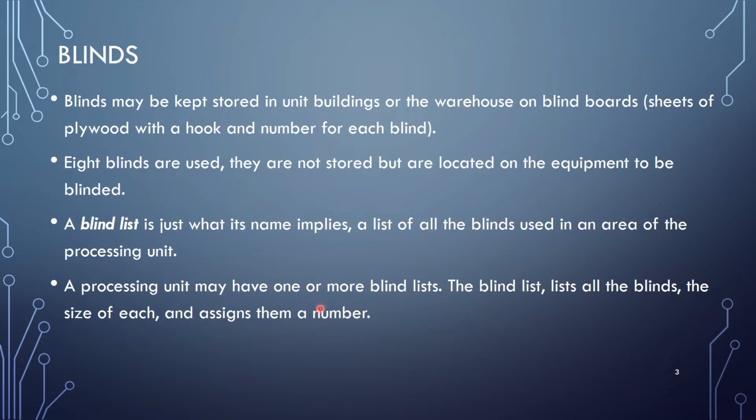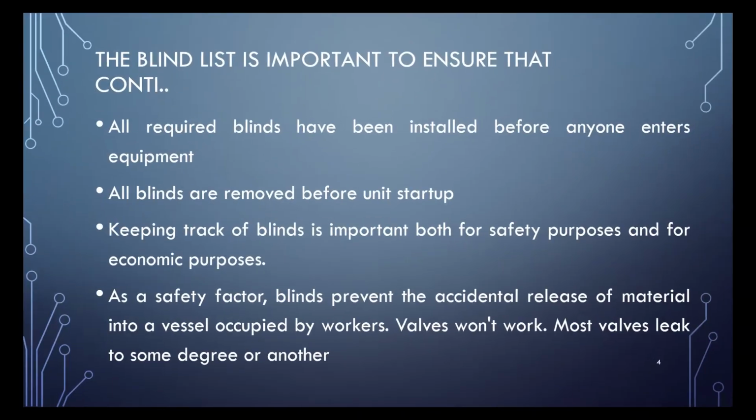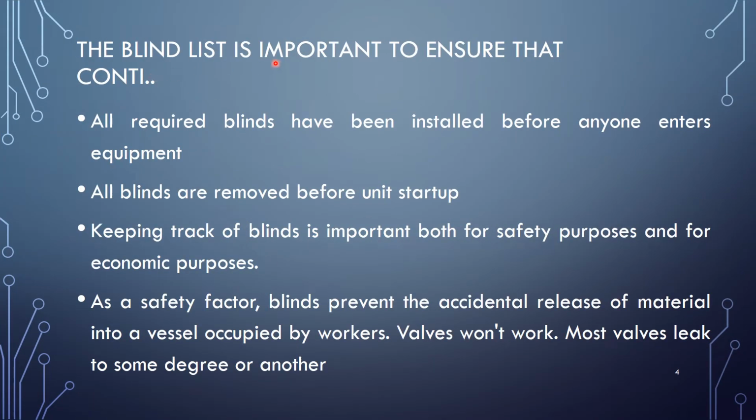The blind list, the list of all the blinds and the sizes of each blind, is what they have to assign according to. The blind list is important to ensure that all required blinds have been installed before anyone enters the equipment. The idea is that before we allow any person in, we must make sure that the equipment is positively isolated. That is what they are discussing in point number 1.